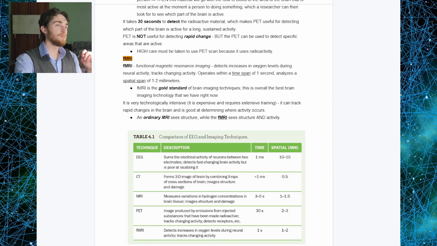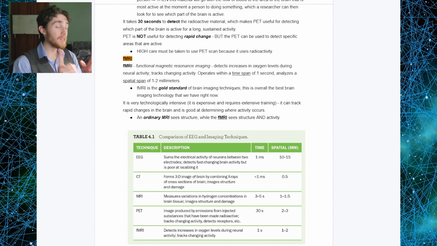Oh, and also when it comes to PET, you gotta be very careful because you are using radioactive material, so there's that. Another big one that I want to talk about is fMRI. All right, so fMRI stands for Functional Magnetic Resonance Imaging. fMRI detects increases in oxygen levels during neural activity. It tracks changing activity. fMRI operates within a time span of 1 second, and it analyzes a spatial span of 1 to 2 millimeters.